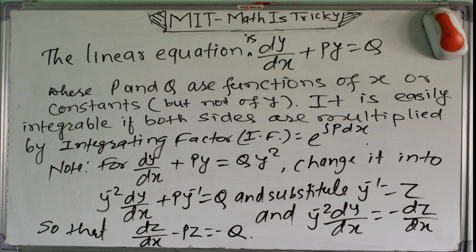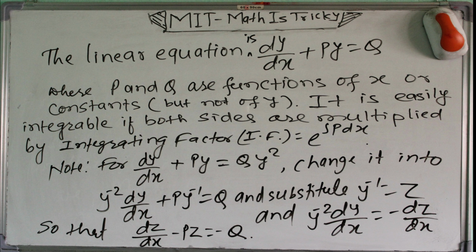The linear form is the differential equation in the form dy by dx plus py equals q, where p and q are functions of x or constants, but not of y. It is easily integrable if both sides are multiplied by a factor called the integrating factor, and the integrating factor is given by e power integration of p dx.